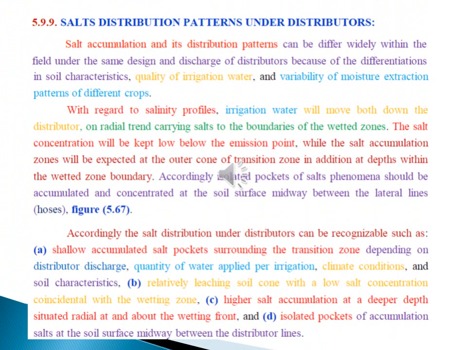Salt distribution patterns under distributor. Salt accumulation and distribution patterns can differ widely within the field under the same design and discharge of distributor because of variation in soil characteristics, quality of irrigation water, and the variability of moisture extraction patterns of different crops. Accordingly, the salt distribution under a distributor can be recognized as shallow accumulated salt pockets surrounding the transition zone, depending on the distributor's discharge, quantity of water applied, climate conditions, and soil characteristics. A relatively leached soil cone with low salt concentration coincides with the wetting zone. Higher salt accumulation occurs at a deeper depth, situated radially at about the wetting front. And isolated pockets of accumulated salt appear at the soil surface midway between the distributor lines.